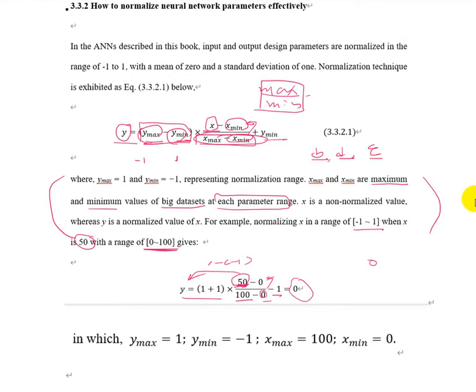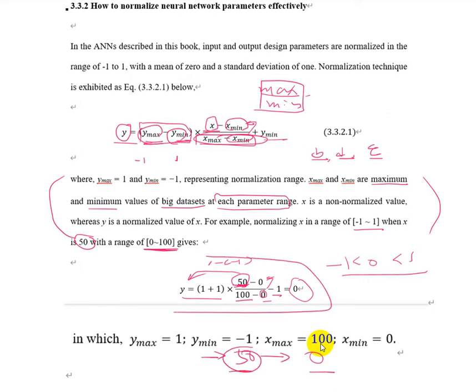So 0 is between 1 and -1, which is fine. If you see y max equal to 1, y min equal to -1, x max equal to 100, x min equal to 0, then when x equals 50, you're going to get 0. This is x, this is y, according to this formula. You can use any variables to define these equations, but x and y are used for the parameters before normalization and after normalization, respectively.